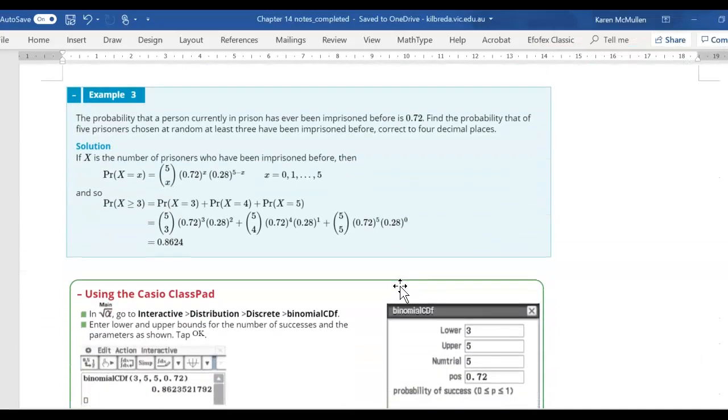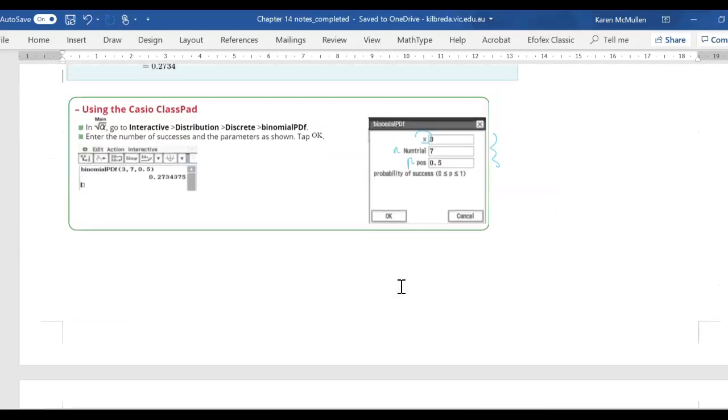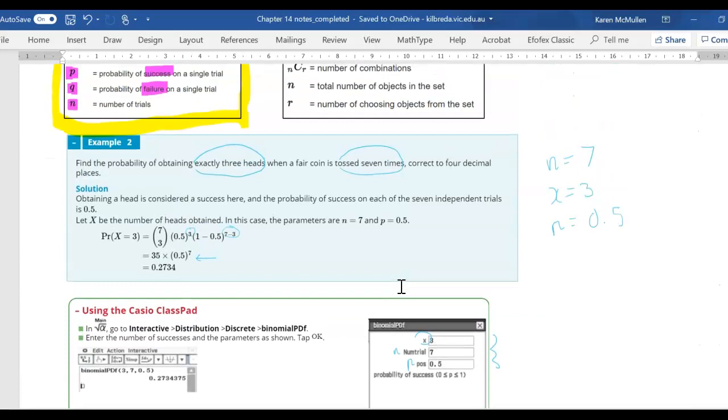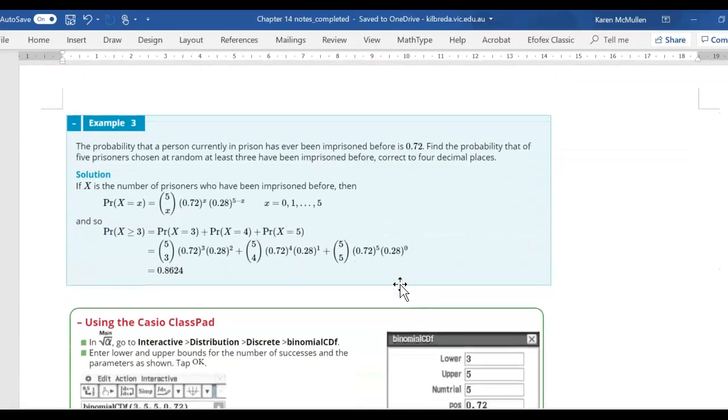All right, moving on to example 3. In this example, we are now looking at a range of values. Before, we wanted to know the probability of getting exactly 3 heads. For example 3, we want at least 3. So I can see that in the question, at least 3.